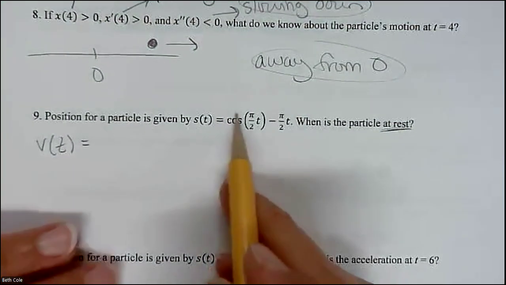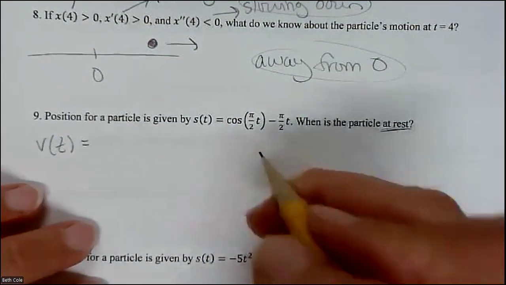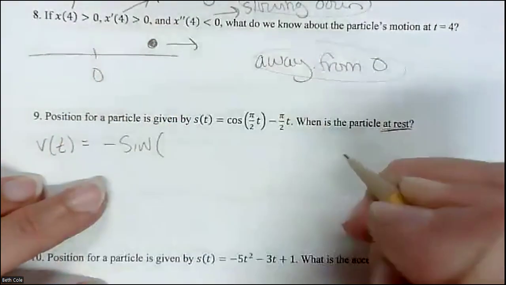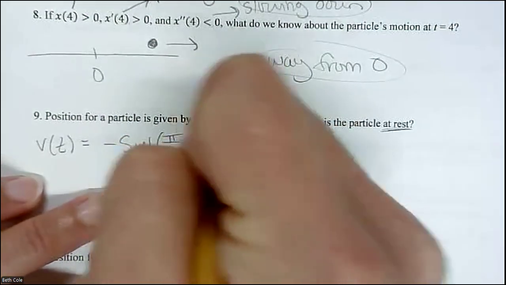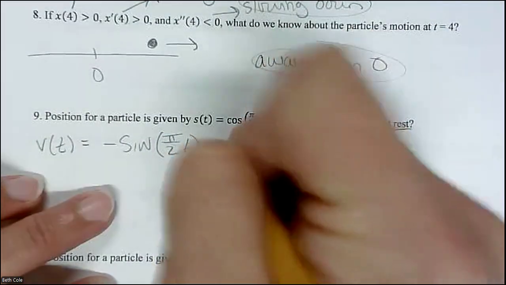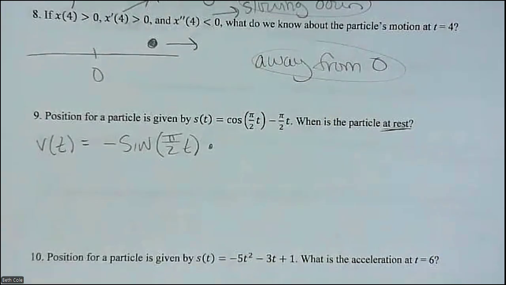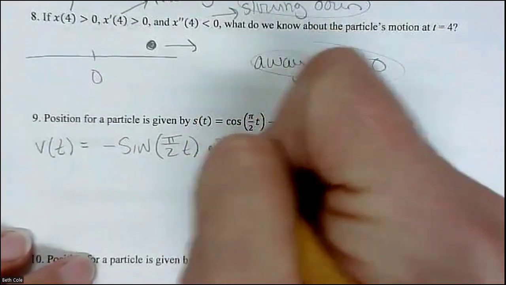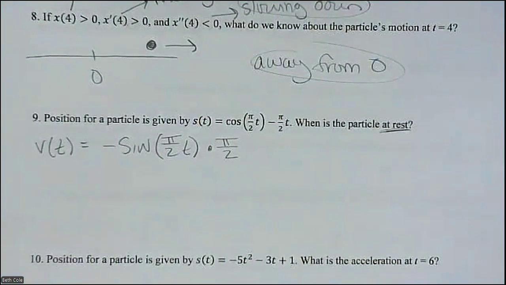So what's your derivative of cosine? So it's negative sine, and there's actually another rule there. It's negative sine pi over 2t. Good. You have to chain on the derivative of pi over 2t. Now, the derivative of 3t would be 3. The derivative of 7t would be 7. So the derivative of pi over 2t is pi over 2. Remember, pi is a number, so it's just a value.